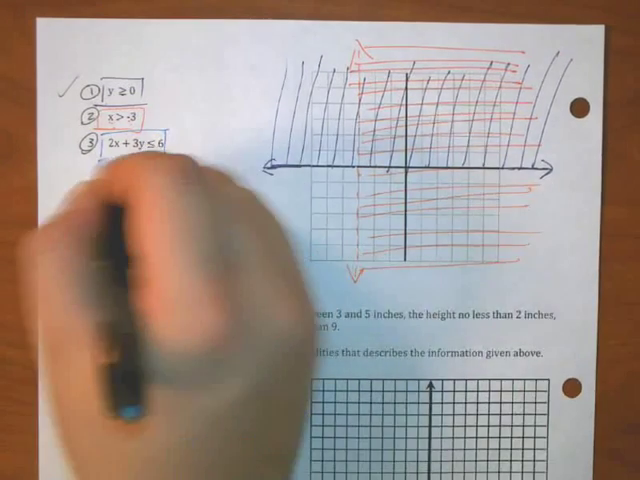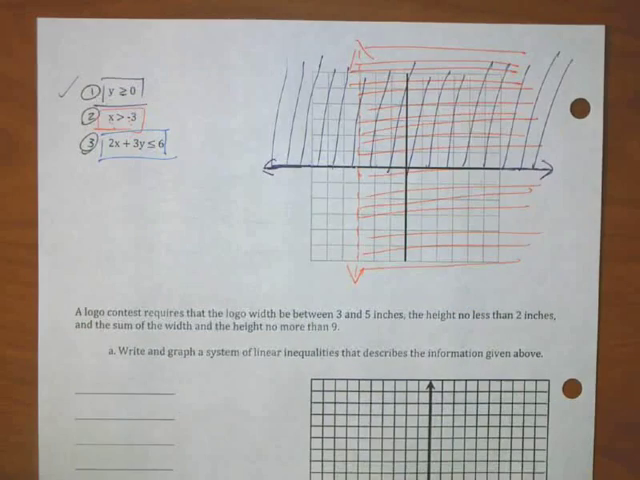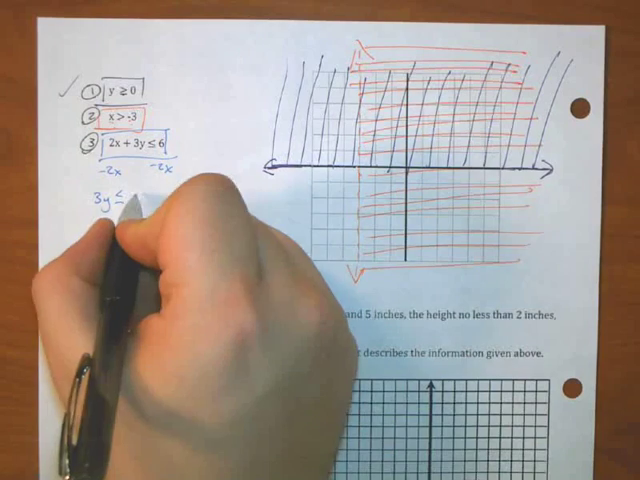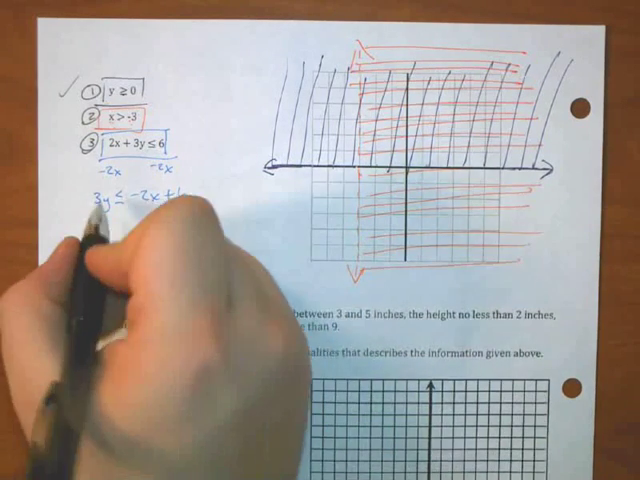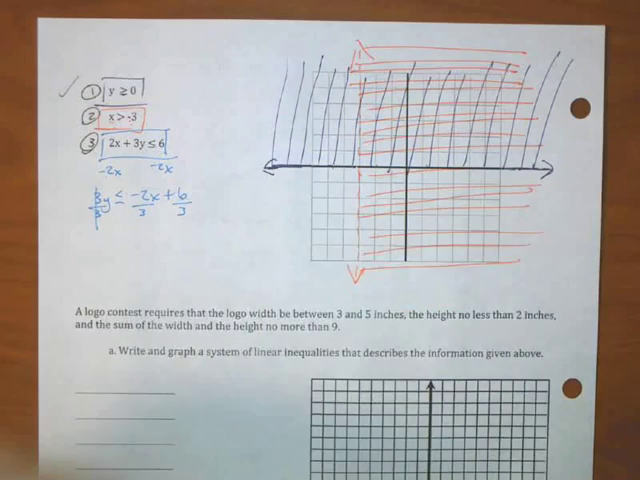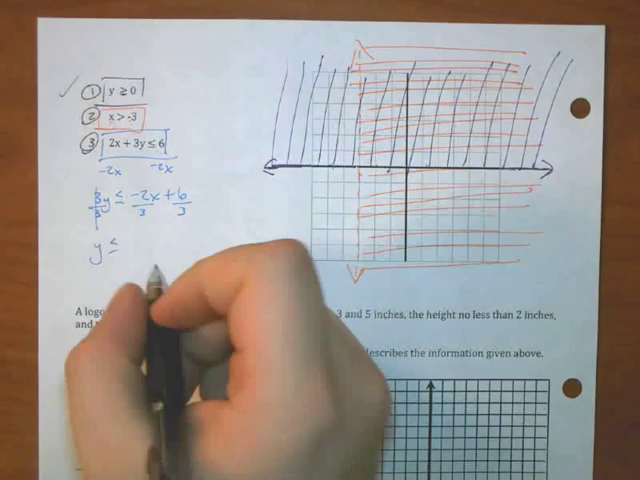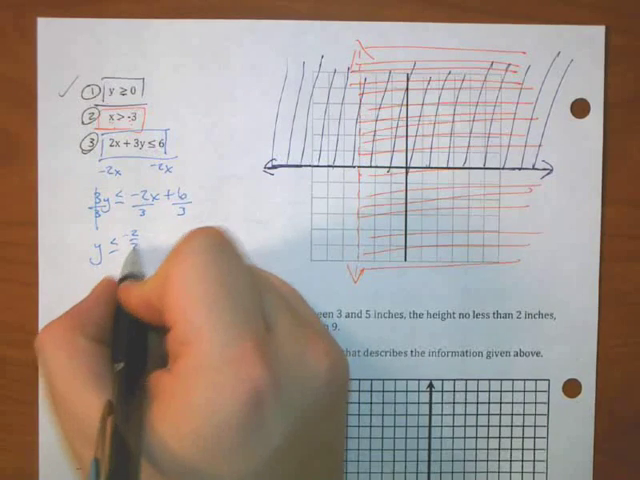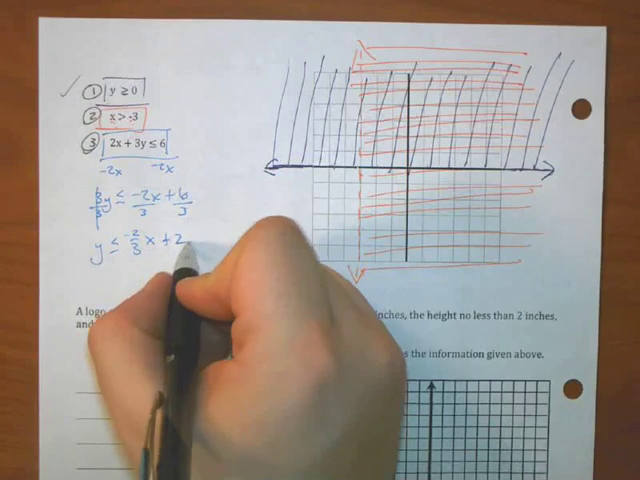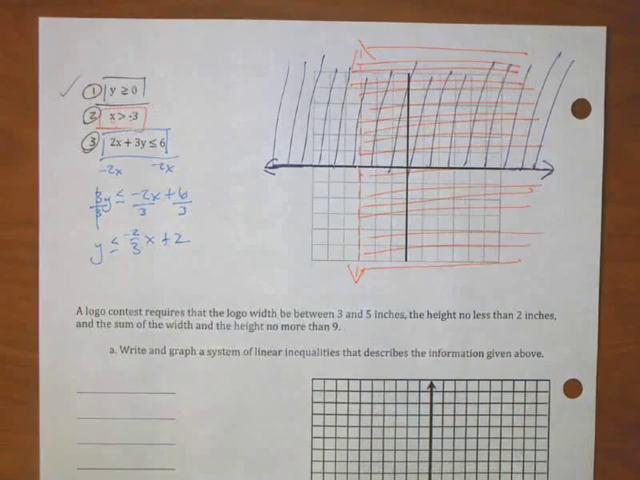Our last one is the one we've got to do a little bit of work for, because this has an x and a y, and it's not already in y equals mx plus b. Well, let's rewrite it. Subtract 2x. 3y less than or equal to -2x plus 6. Divide by 3: y less than or equal to a fraction. What's 6 divided by 3? 2.